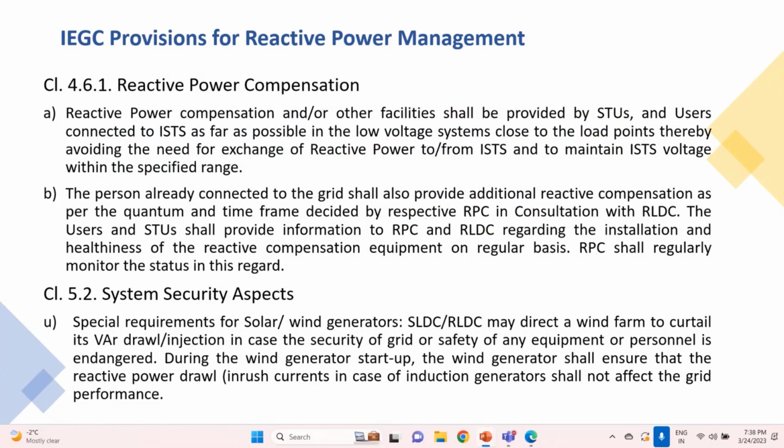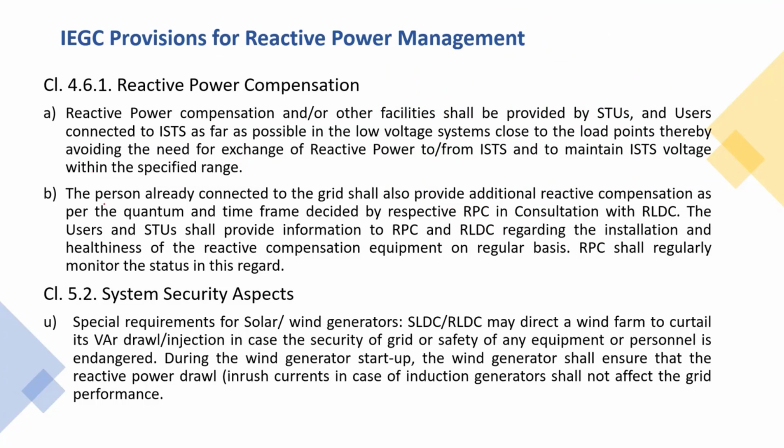So this entity already connected to the grid shall also provide additional reactive compensation as per the quantum and time decided by RPC in consultation with RLDC. So if any entity has not provided adequate reactive power and there is a requirement due to a change in the system, then certainly the RLDC and RPC can ask you to provide additional reactive power support to these kinds of places.